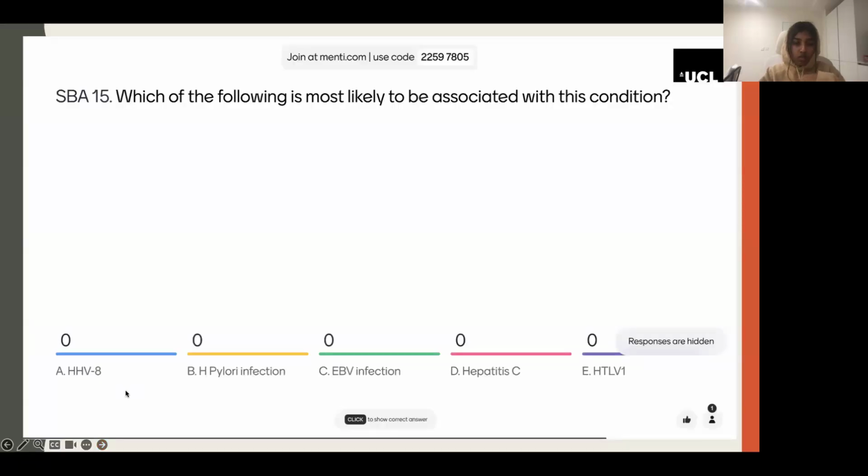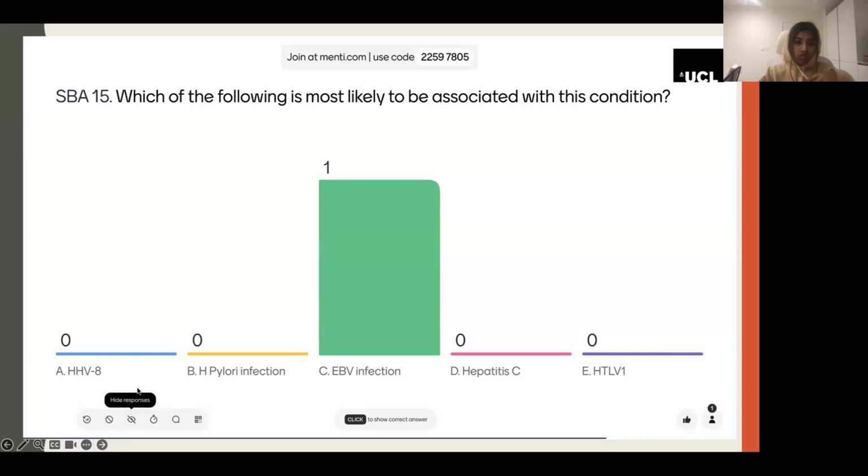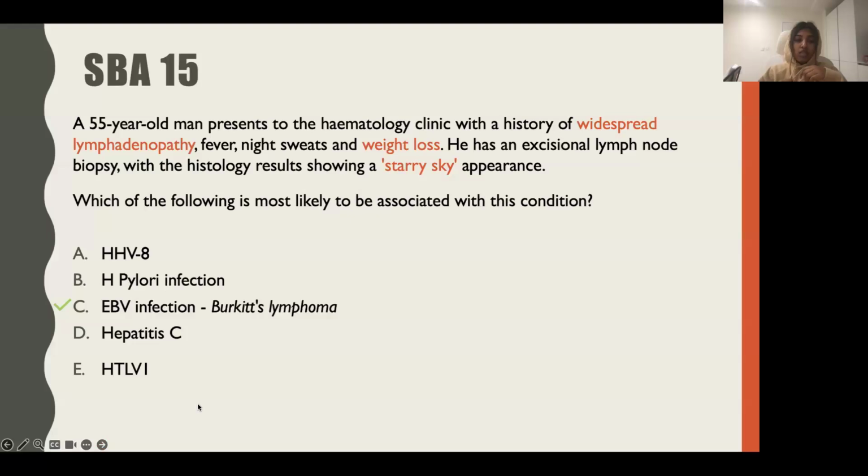Let's see what people have put down. Okay, someone said EBV. Great. So the answer is EBV infection.